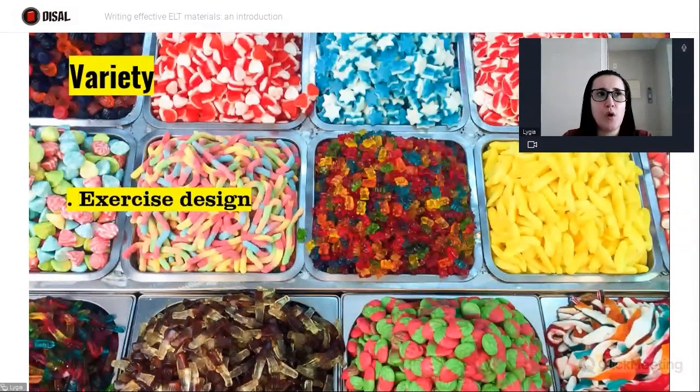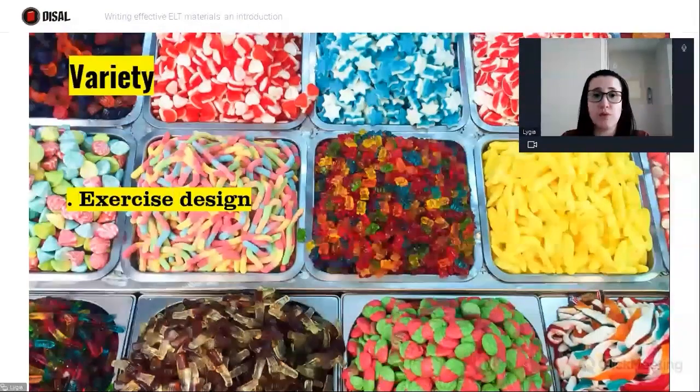So, if you only design gap fills for your materials, it'll be a bit repetitive, not as engaging as different types of exercises, and also you won't be catering to different learning preferences in your material. So it's important to write different types of exercises so that there's variety in our materials.